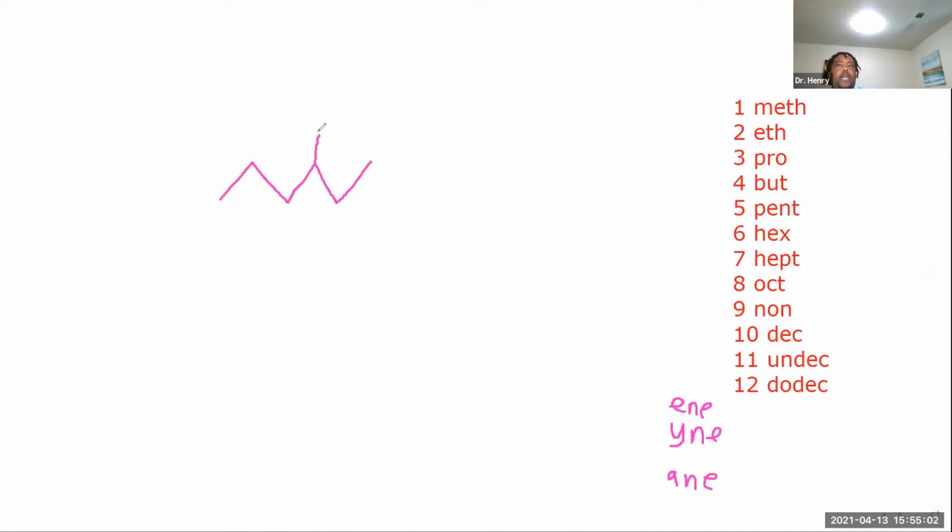Now when we have a group that's coming off the main chain, you always want to first find the main chain. What is the largest number of carbons that we can have? In this case, 6. So he's already counting: 1, 2, 3, 4, 5, 6. Or if I count it the other way, that would be 1, 2, 3, 4, 5. So we always want to find the longest chain.